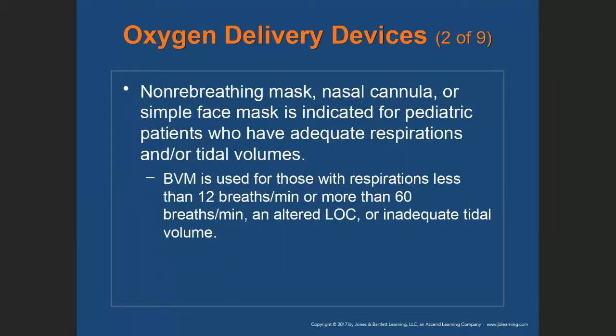Non-rebreathing mask, nasal cannula, or simple face mask is indicated for pediatric patients who have adequate respiration and/or tidal volumes, but they are showing signs of difficulty breathing. BVM is used for those with respirations less than 12 breaths per minute or more than 60 breaths per minute, and altered level of consciousness or inadequate tidal volume.